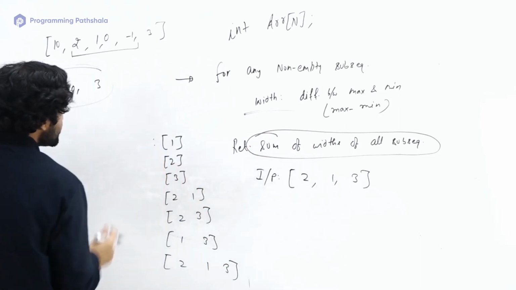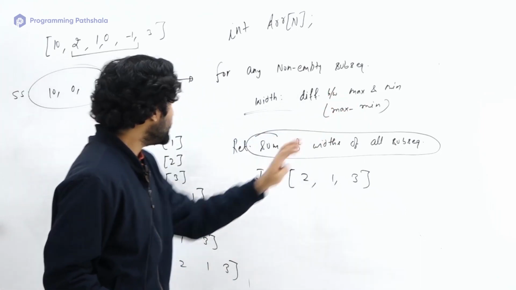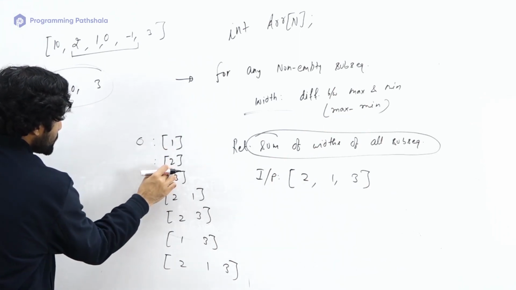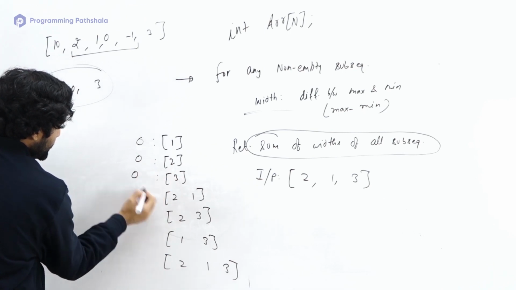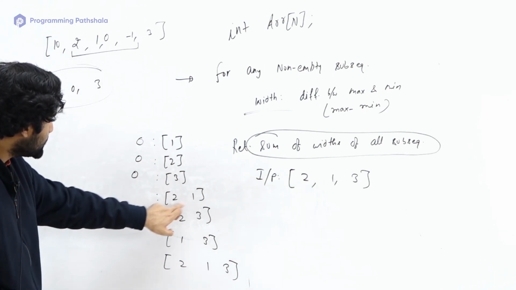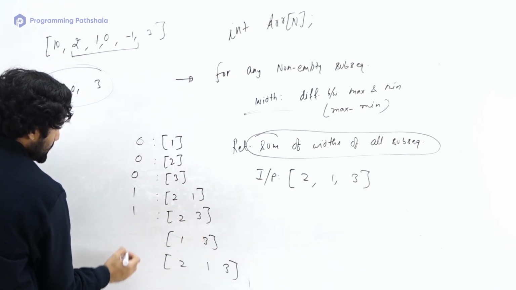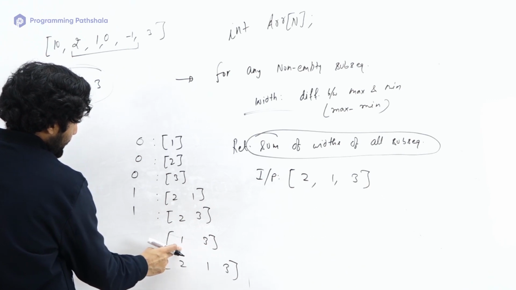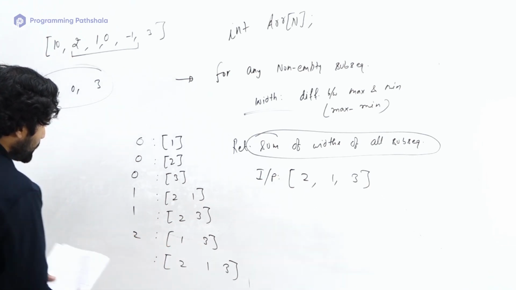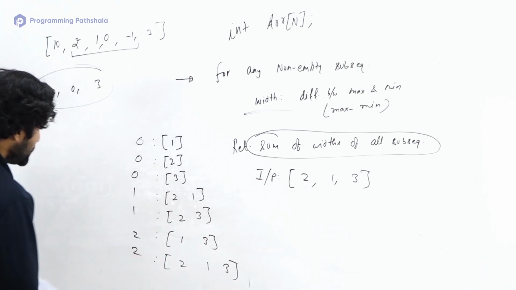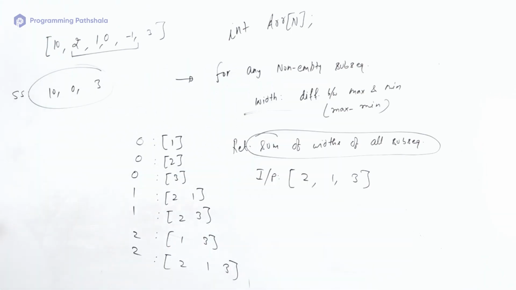So what is the width for this? The difference between max and min. In this one, max is 1, min is also 1, so it will be 0. Max is 2, min is also 2. Same thing here. Here the max is 2, the min is 1. Here the max is 3, min is 2. Here the max is 3, min is 1. And what about this one? Max is 3 and min is 1, so again it will be 2. And what is the sum of all of them? 2 plus 2 plus 1 plus 1, which comes out to be 6.